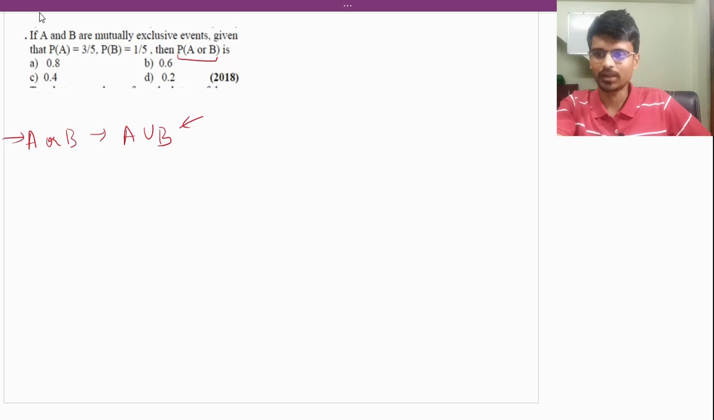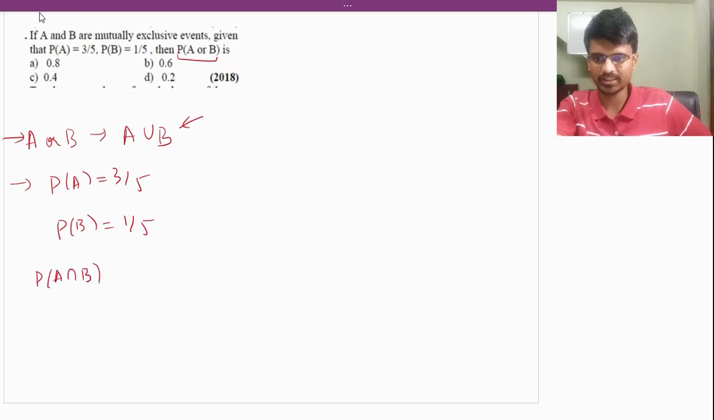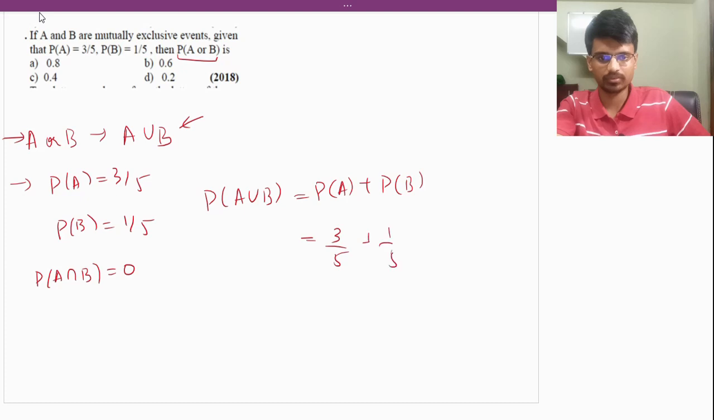So they have given us P of A, that is 3 by 5. P of B is 1 by 5, and since they are mutually exclusive events, P of A intersection B is 0. So what is P of A union B? It is nothing but P of A plus P of B. That's it. Very easy question. 3 by 5 plus 1 by 5 is nothing but 4 by 5. 4 by 5 is nothing but 0.8. So the correct answer is option D.